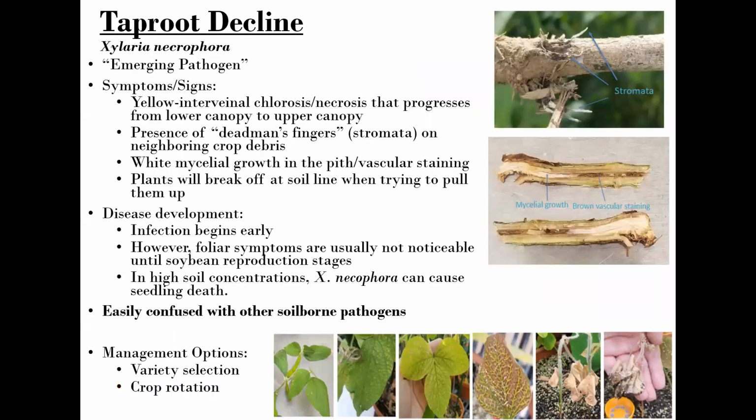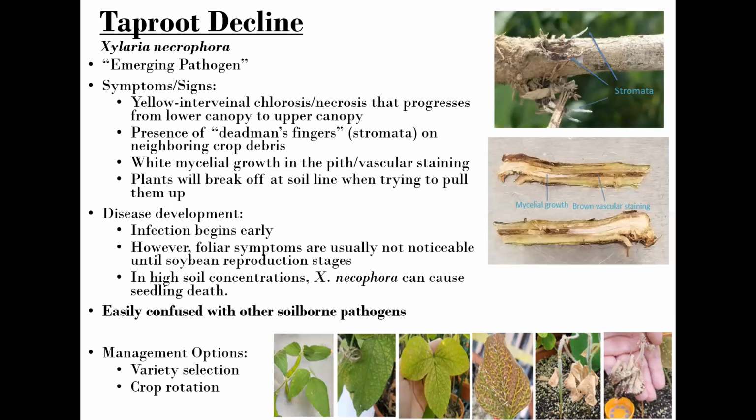Now moving into taproot decline, which is arguably maybe my favorite disease out of this whole presentation, but I guess that's because this is the disease that the majority of my PhD research revolves around. Taproot decline is caused by the pathogen Xylaria necrophora. It's a fungal soil-borne pathogen, and we classify this as an emerging pathogen, meaning that we have only taken note of this and think that this pathogen has only been present in Tennessee for the last few years. It's only been observed in a number of neighboring southeastern states.